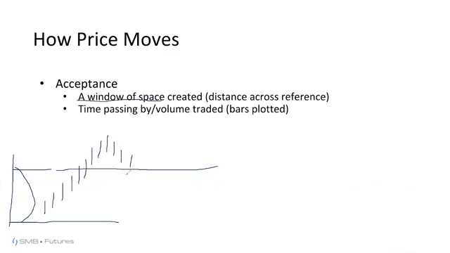So this window of space, here's how I draw it. Let me change the color. Here's the reference. Okay, let's make it thick. And then if we connect these lows, this area here is this window of space that I look for. And this is one of the main ways I define acceptance of a reference or not.